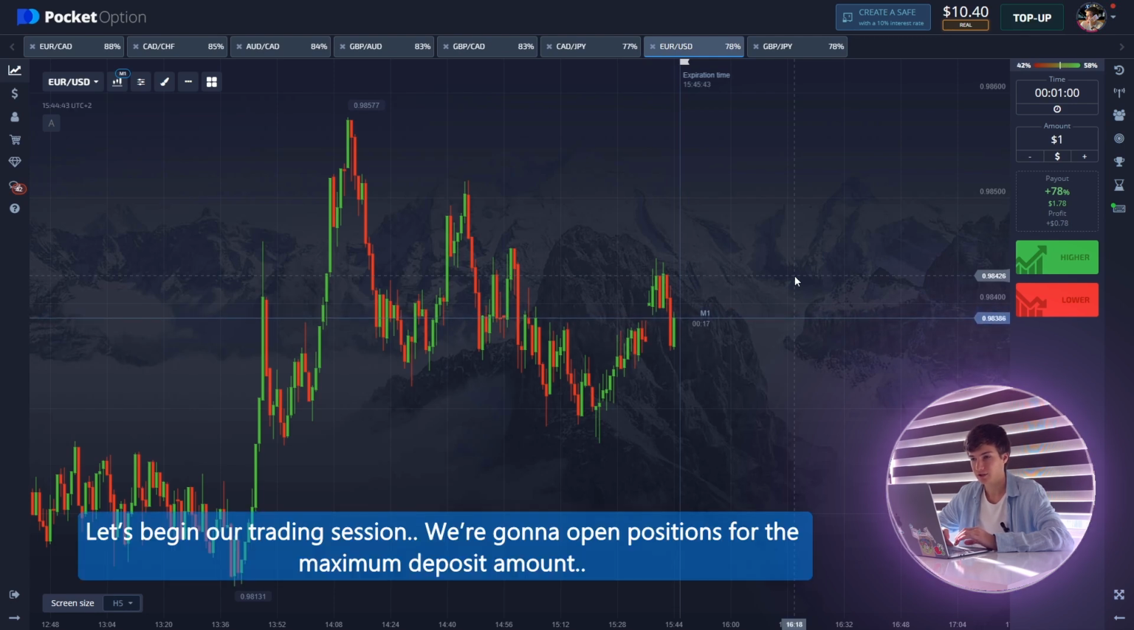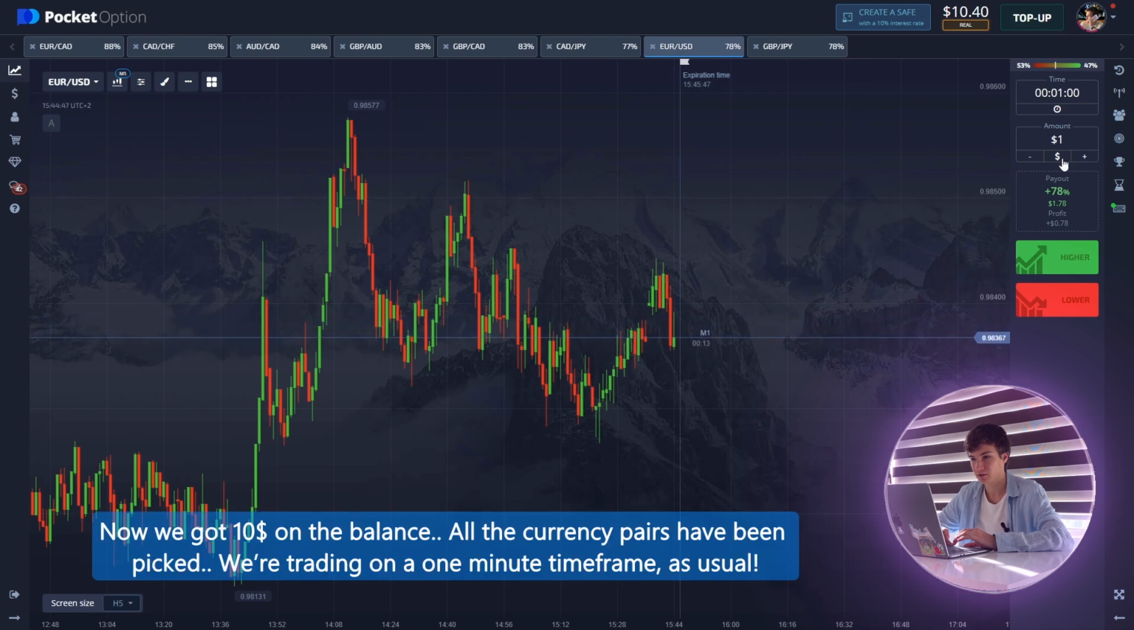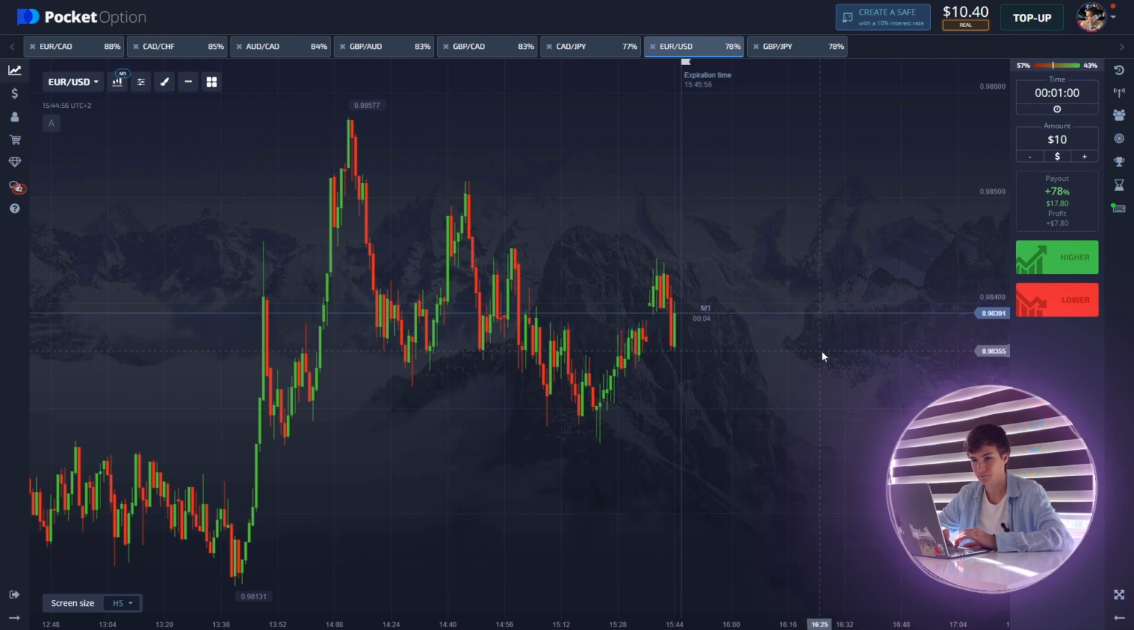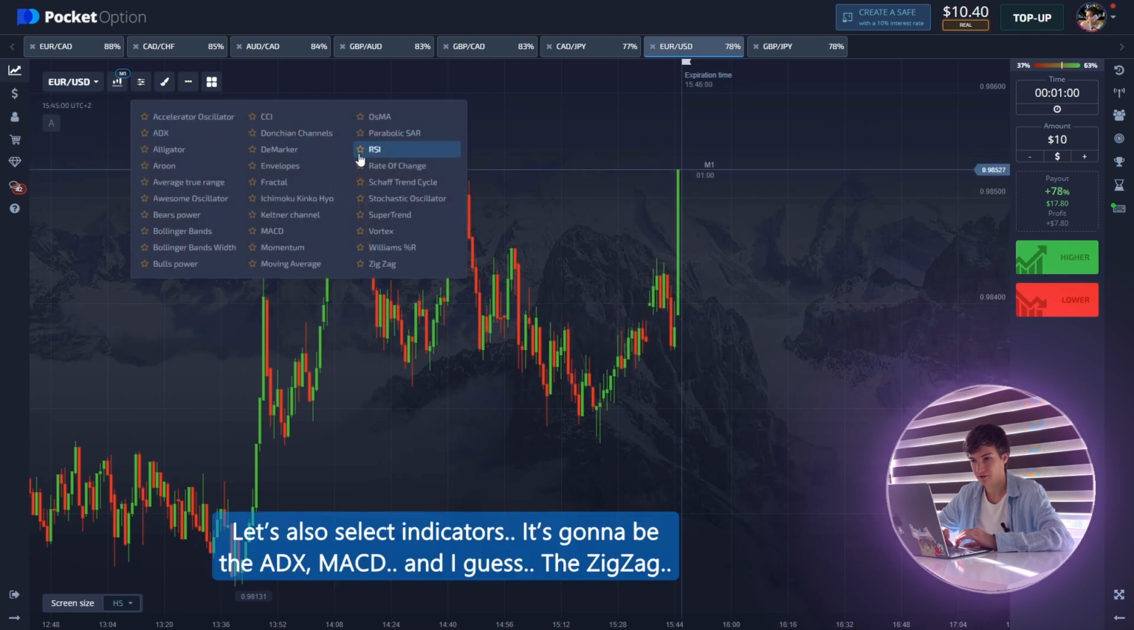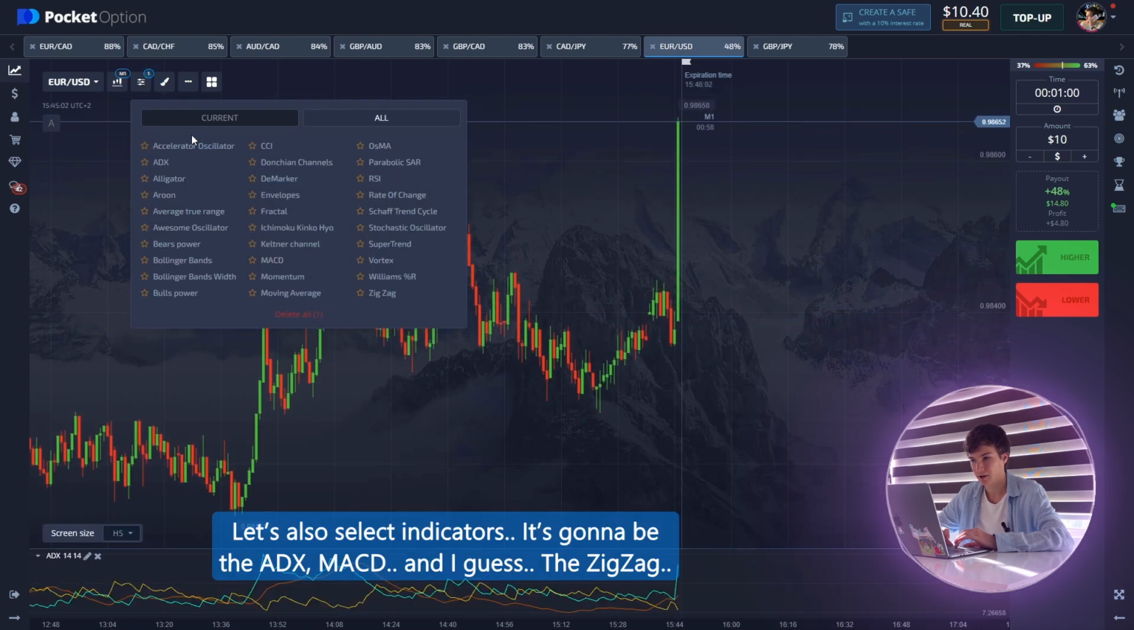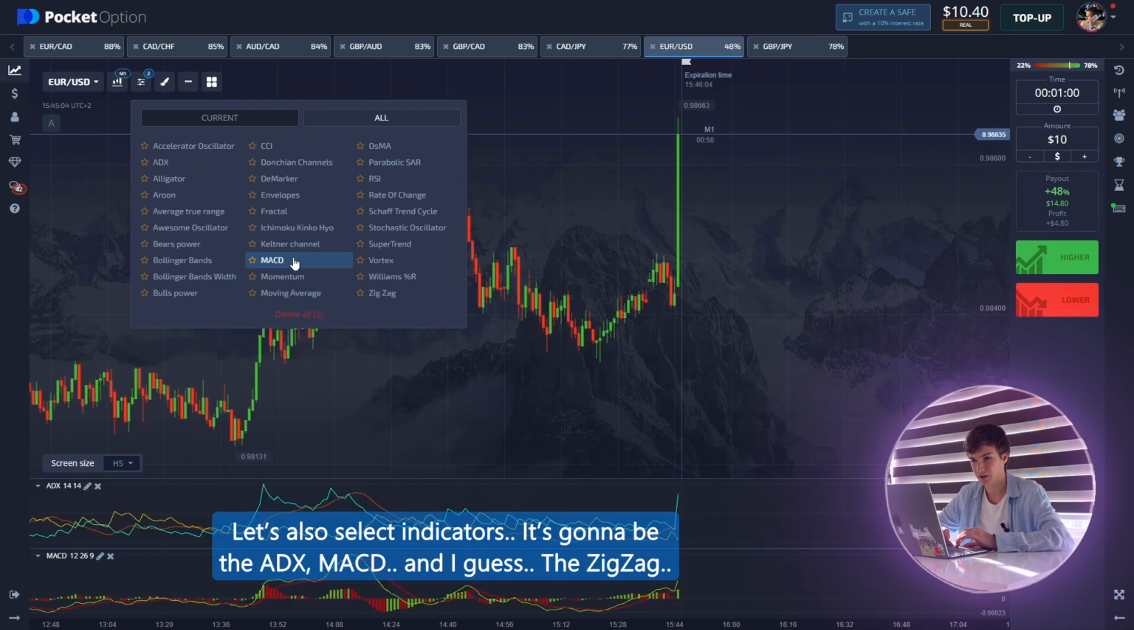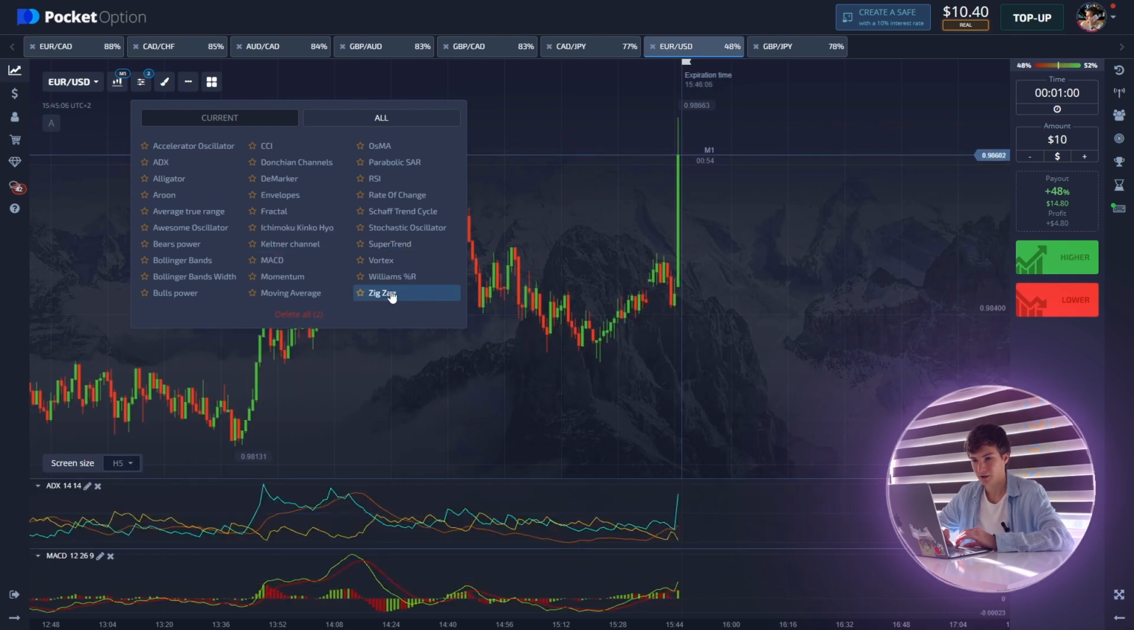Let's begin our trading session. We are going to open a position for the maximum deposit amount. Now we've got $10 on the balance. All the currency pairs have been picked. We are trading on a 1 minute time frame as usual. Let's also select indicators. It's going to be the ADX, MACD, and I guess the zigzag.